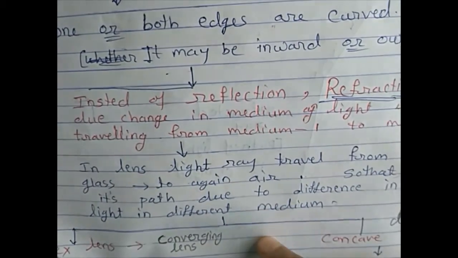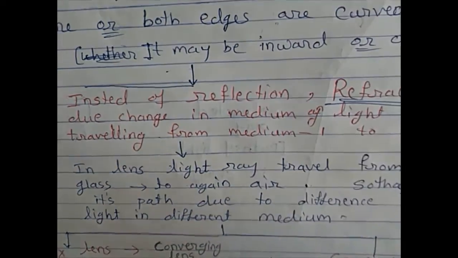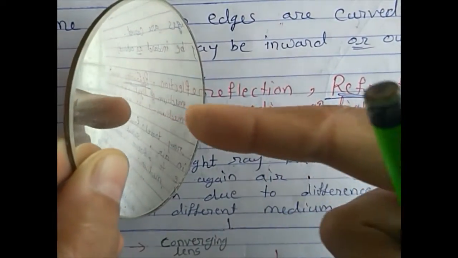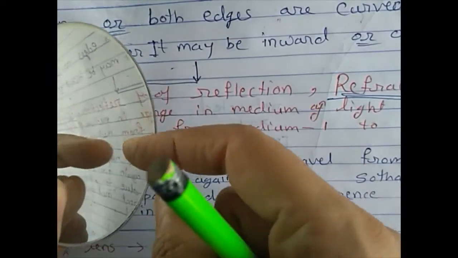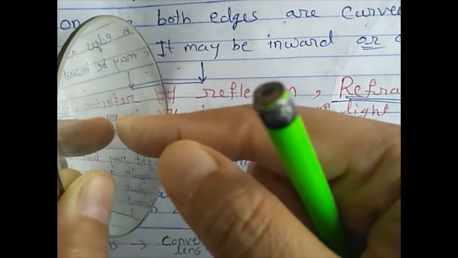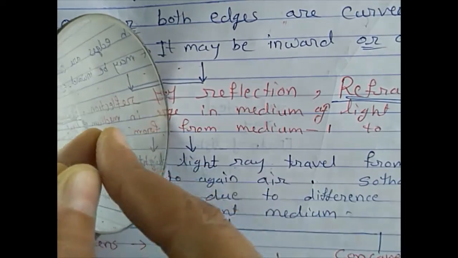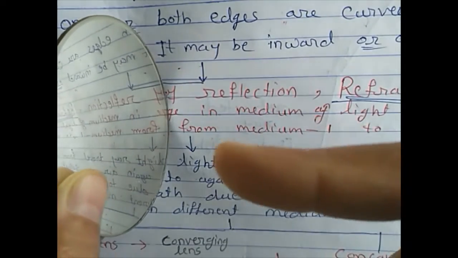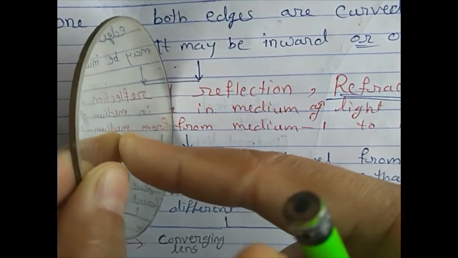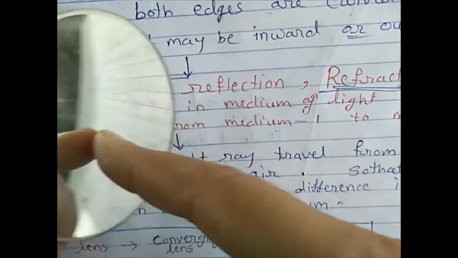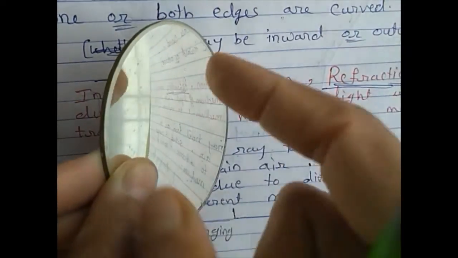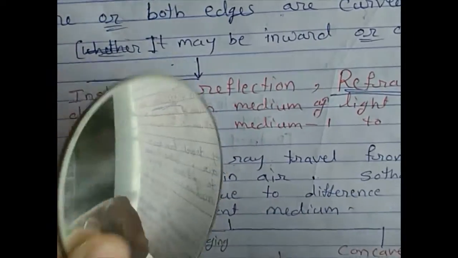So meaning of that, in case of mirror we observe the reflection of light, means bouncing back of the light which is falling on the mirror. When the light is falling on that mirror, it gets reflected, means it gets bounced back in the same plane.